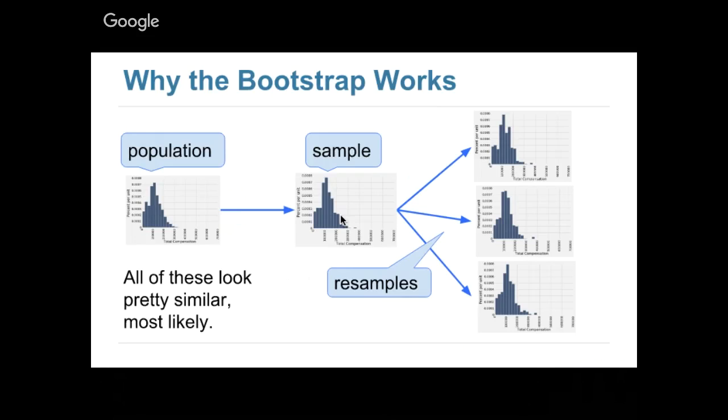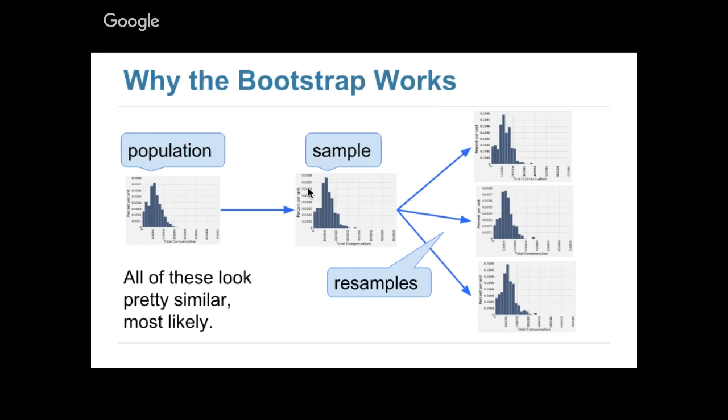Yes? Just to clarify, when you're doing the resampling, are you taking smaller samples from the sample, or are you just reshuffling the sample like a permutation test? The question is, what am I doing in this resample? I'm about to get to that, but just to clarify, when I take another sample from my sample, I have to sample with replacement. The reason is, if I'm trying to find the population, let's say I'm trying to find the median compensation.